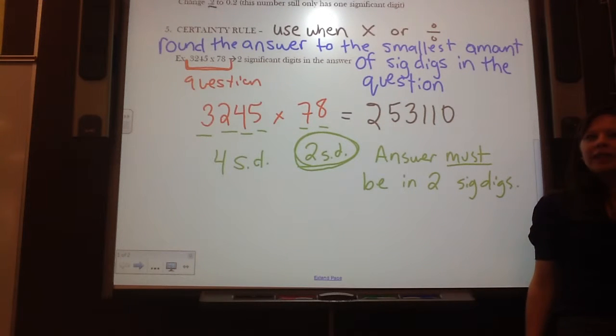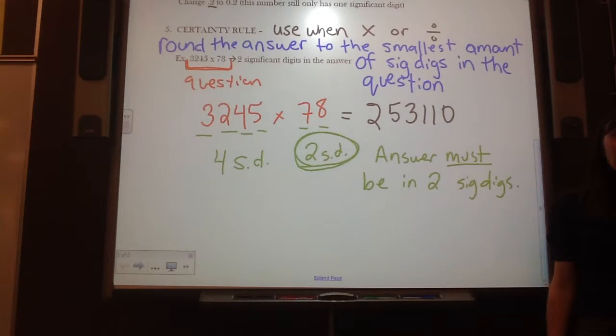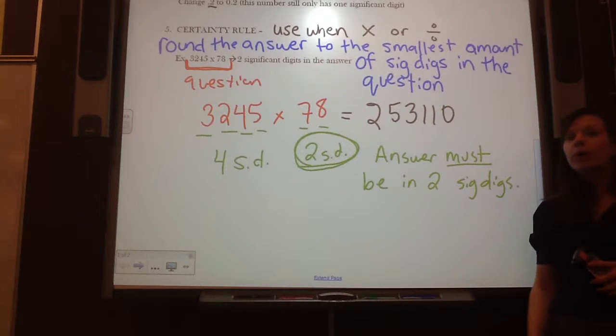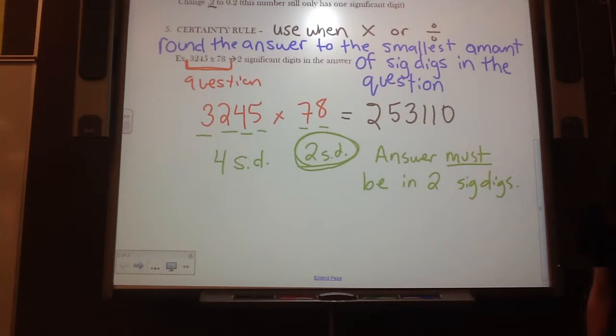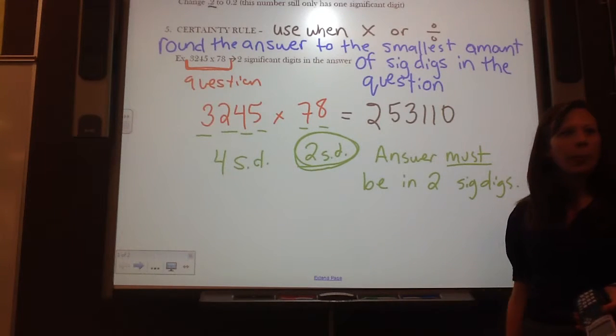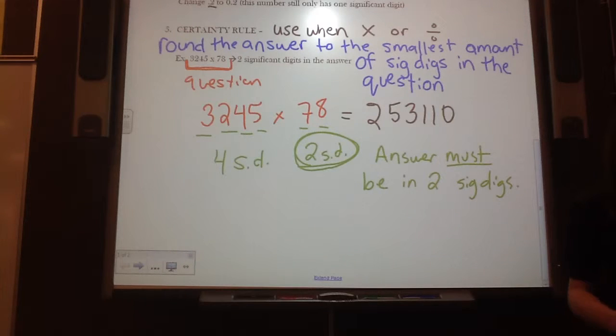Is that in 2 Sig Digs? It is certainly not. So what do I have to do? So what's my option? How can I write that into 2 Sig Digs? Use scientific notation. Very good.